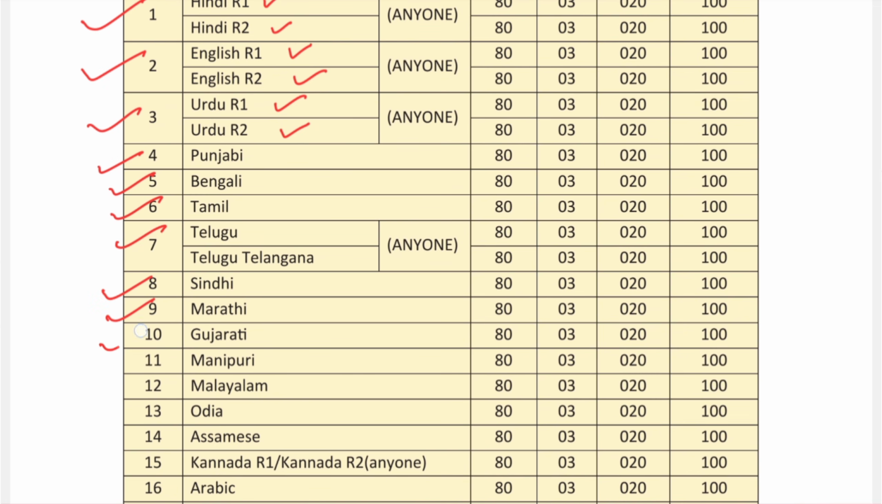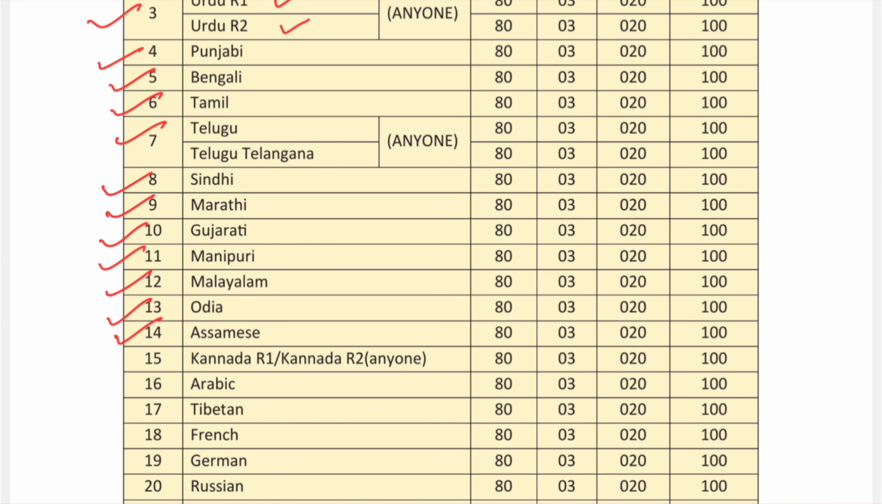Then Sindhi, Marathi, Gujarati, Manipuri, Malayalam, Odia, Assamese. Then for Kannada also again two options are there. Either you can choose it as R1 or you can choose it as R2. But for other subjects like Marathi, Gujarati, Manipuri, they don't have two levels.